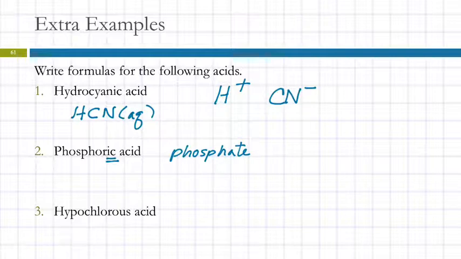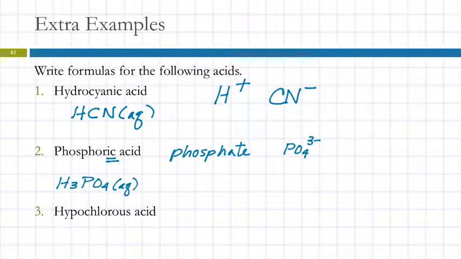We need the formula for phosphate ion. PO4 3-. So this one has a -3 charge. How many hydrogen ions do we need to balance that negative charge? 3. So this is going to be H3PO4.